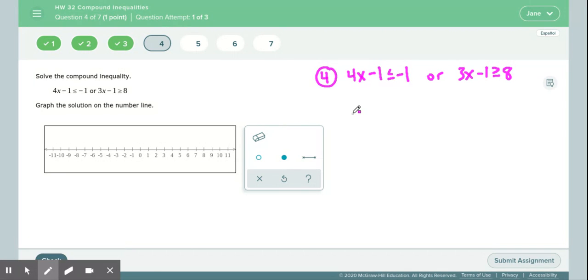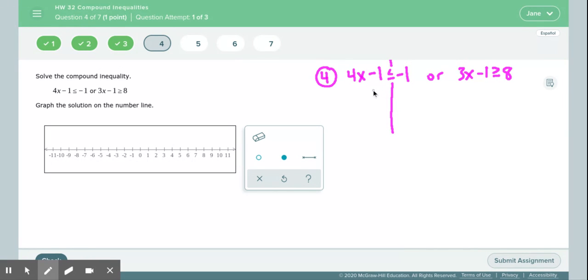Question number 4, I'm solving a compound inequality, which means I'm solving 2 inequalities. So I'm going to write down my 2 separate inequalities, and then I'm going to solve both of those inequalities. So in my first inequality, I find my variable. I separate my left-hand side from my right-hand side, and I notice that my variable's on the left-hand side, and it's being multiplied, and it's being subtracted.